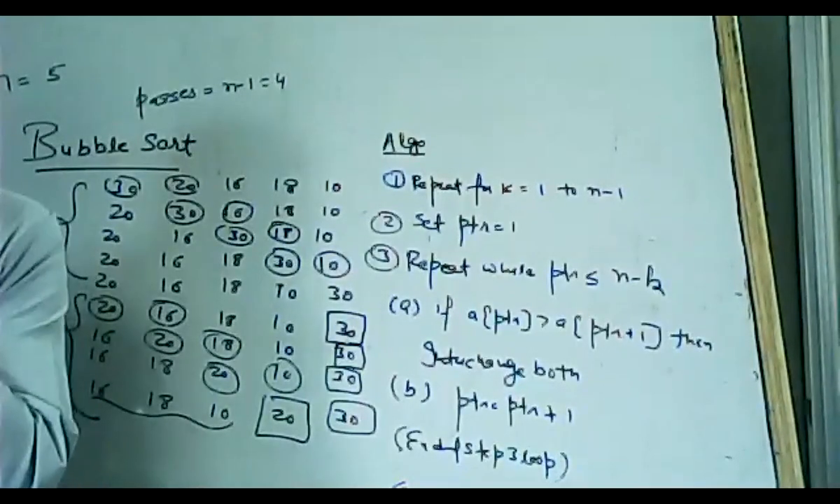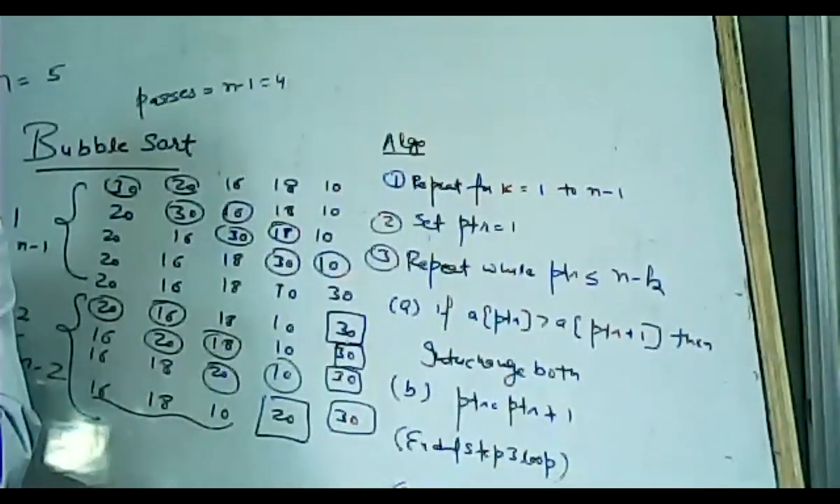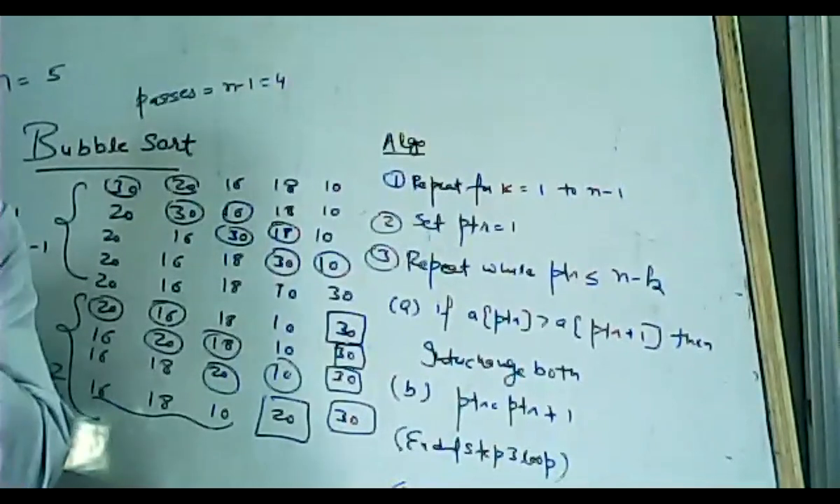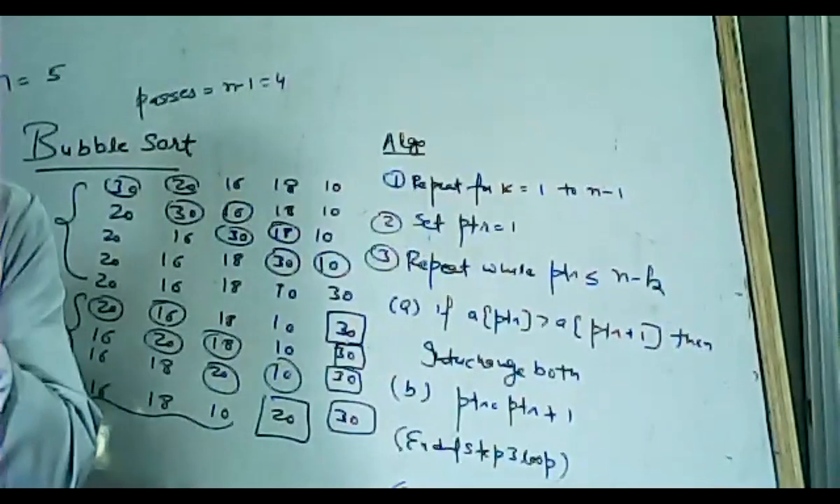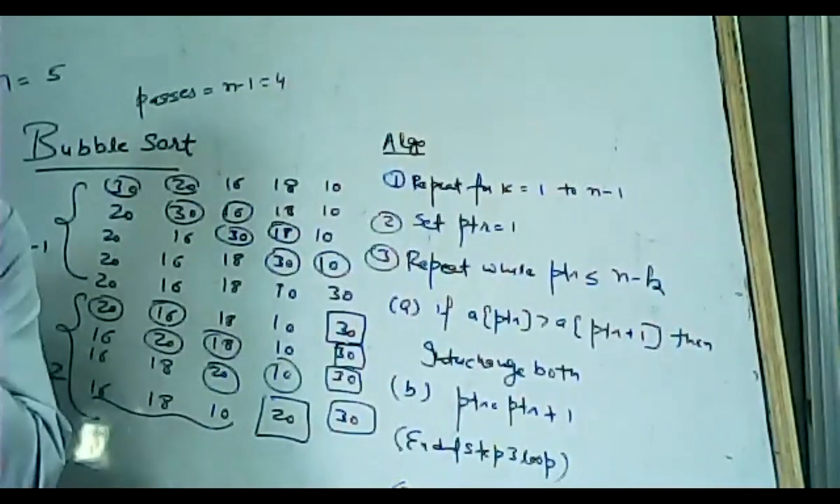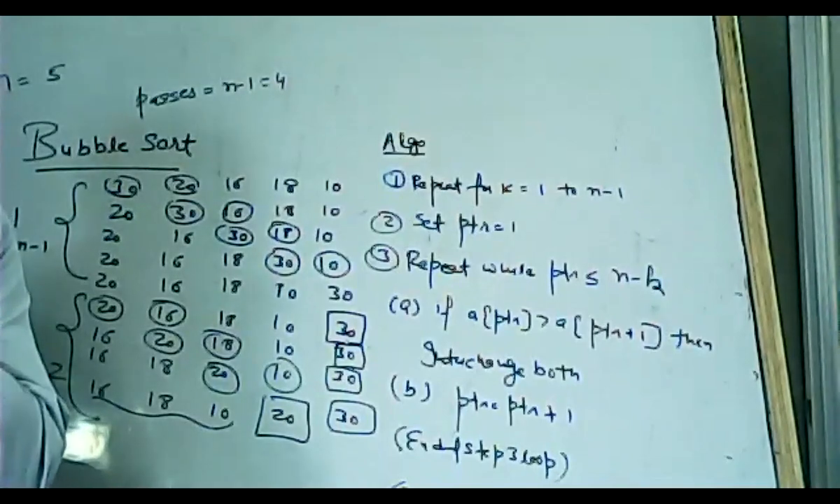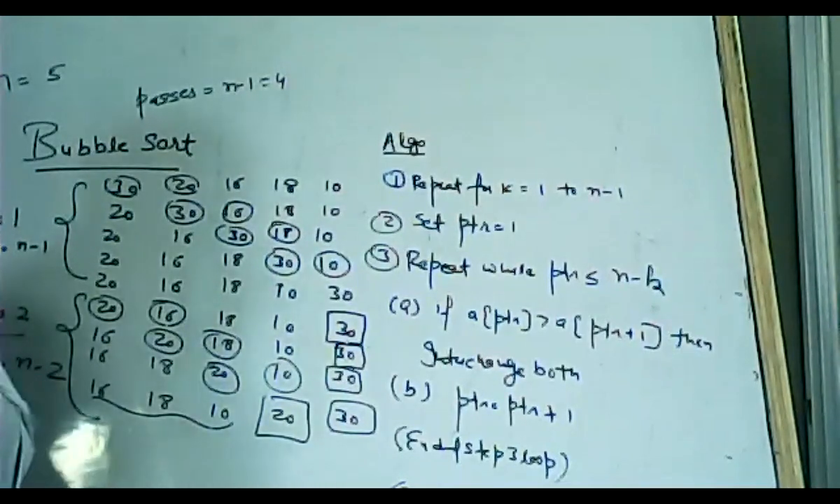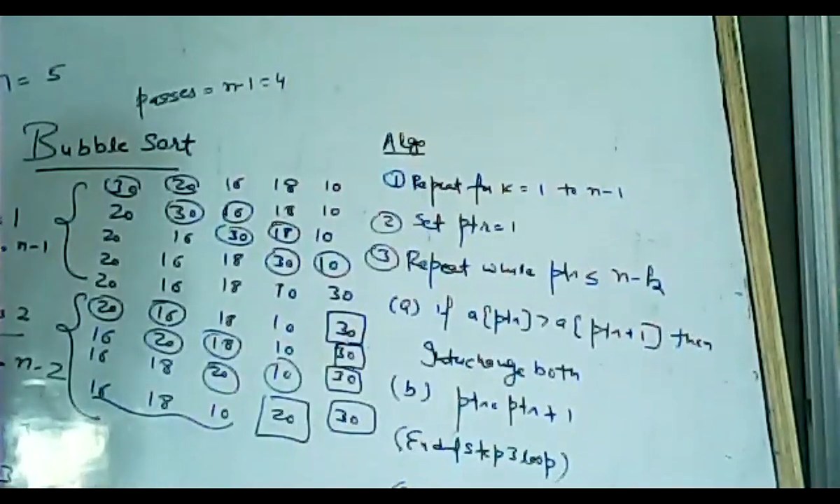Sir, if we sort 4 elements, the 5th will automatically be sorted. Absolutely right. Every pass is sorting one element. So if you have 5 elements, 4 passes will sort 4 elements. In the 5th pass, we will be left with only 1 element. We do not need to sort it. A single element does not need sorting. So if you have n elements, you will have n minus 1 passes. Is it clear?